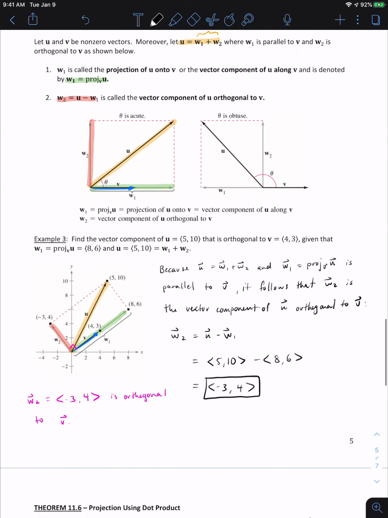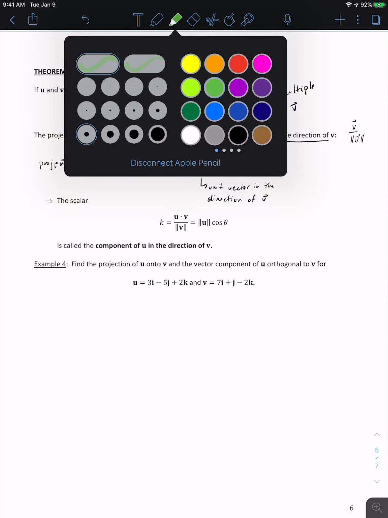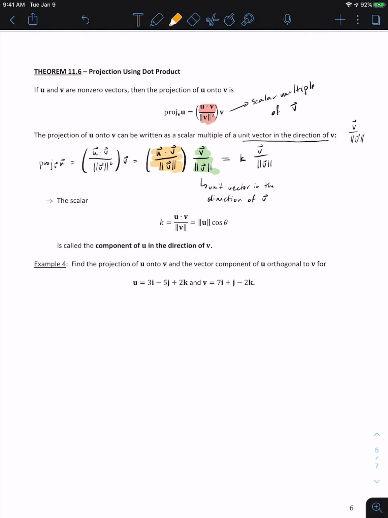If I plug that formula in, then I end up getting that the scalar k can be written as the magnitude of u times cosine of theta. And that is called the component of u in the direction of v. That scalar is the magnitude of u times cosine of theta. So I could highlight that in orange as well, because that is what we're looking at.